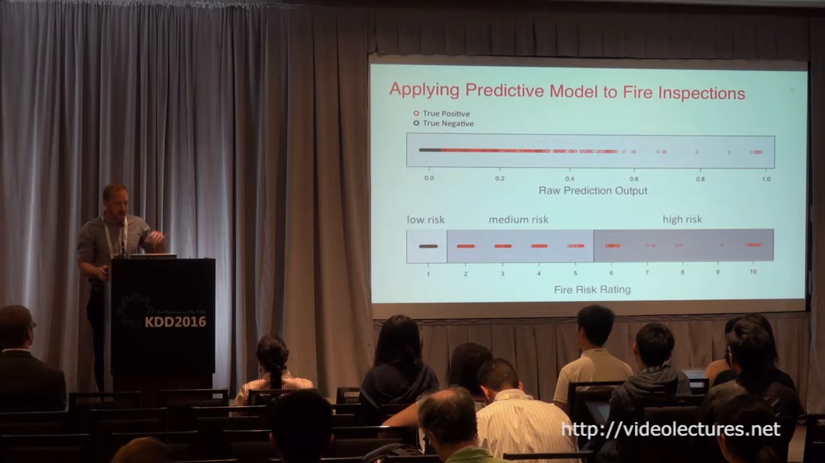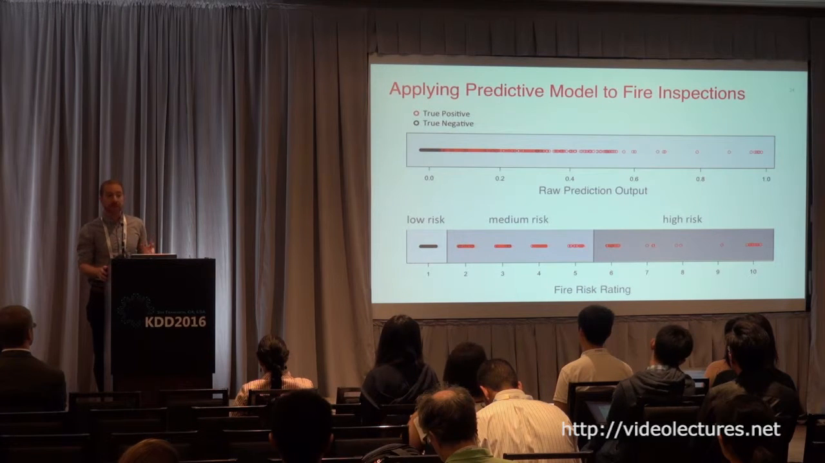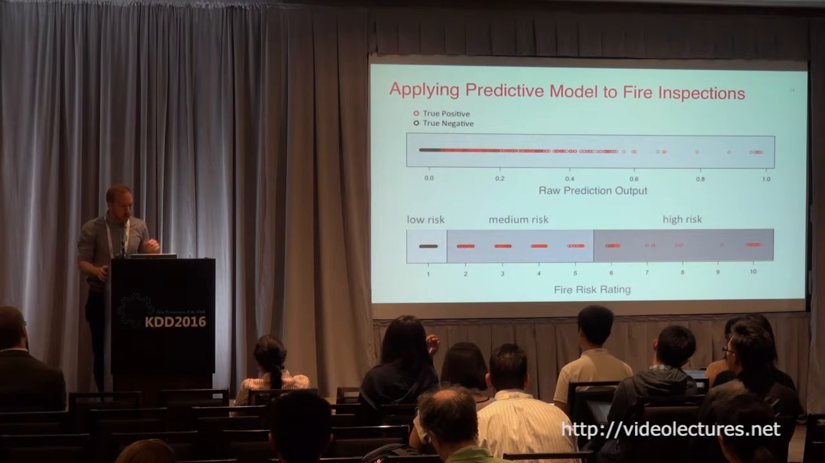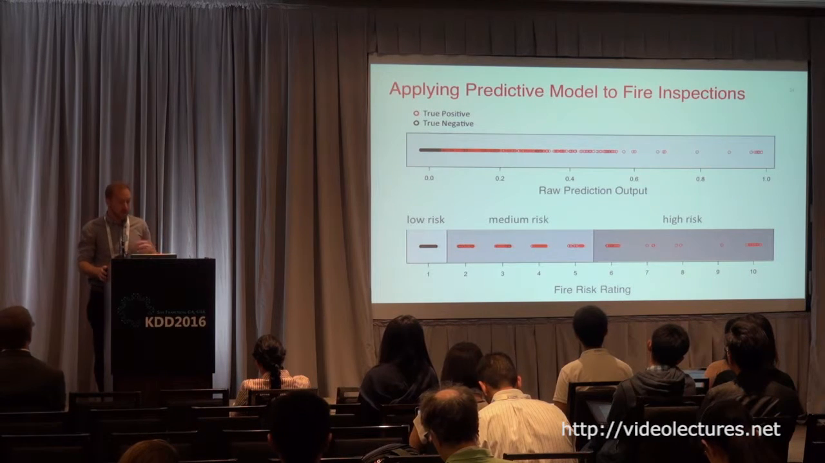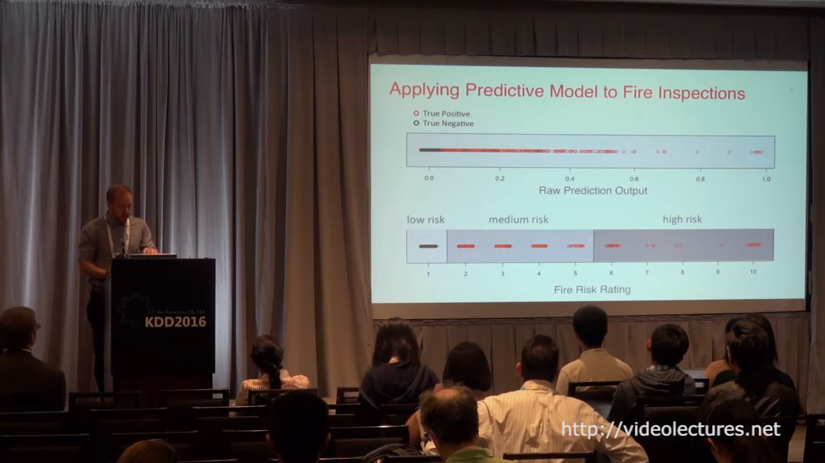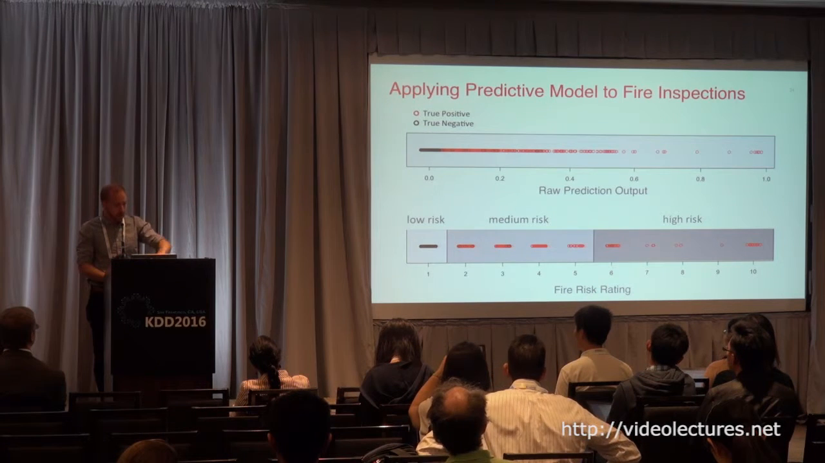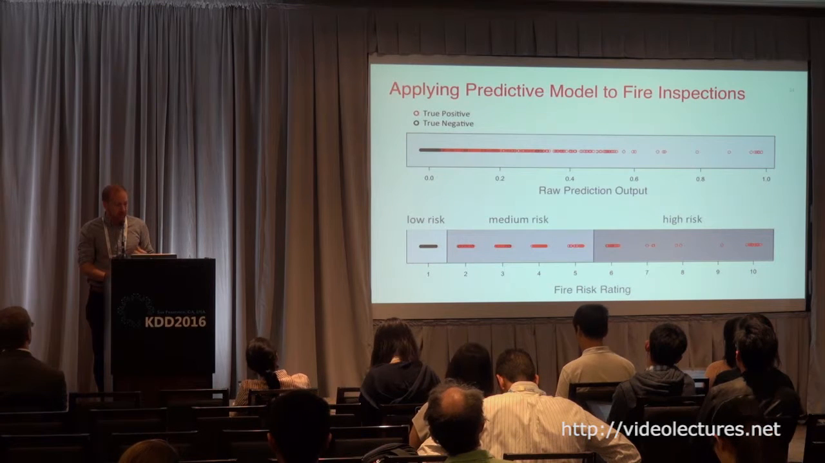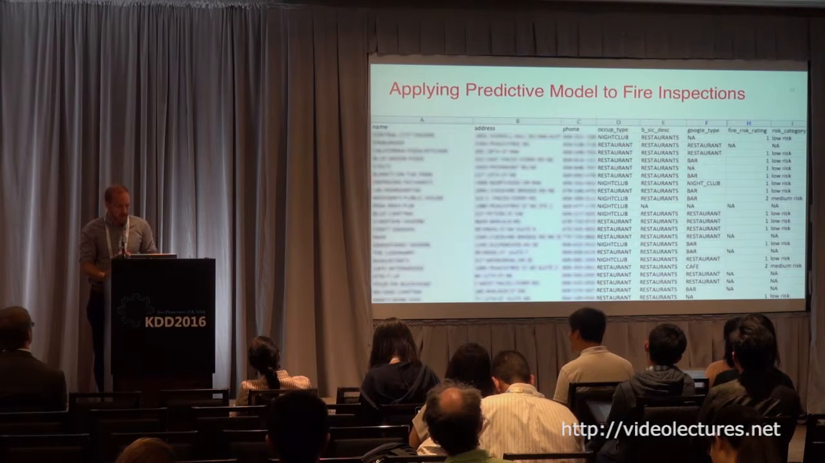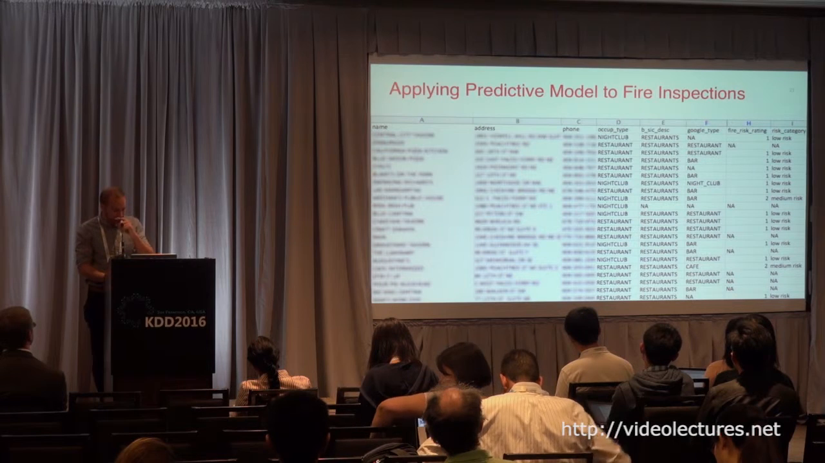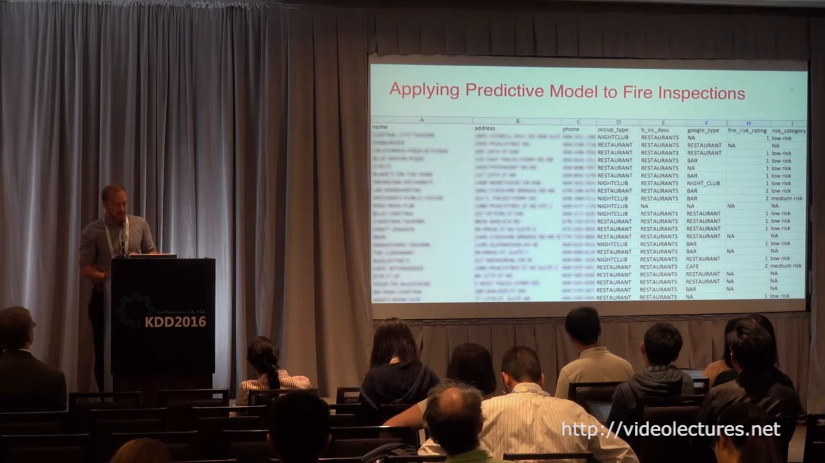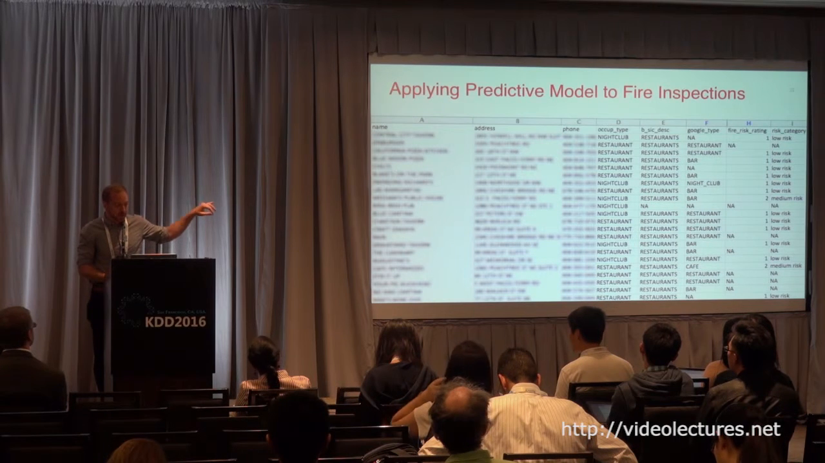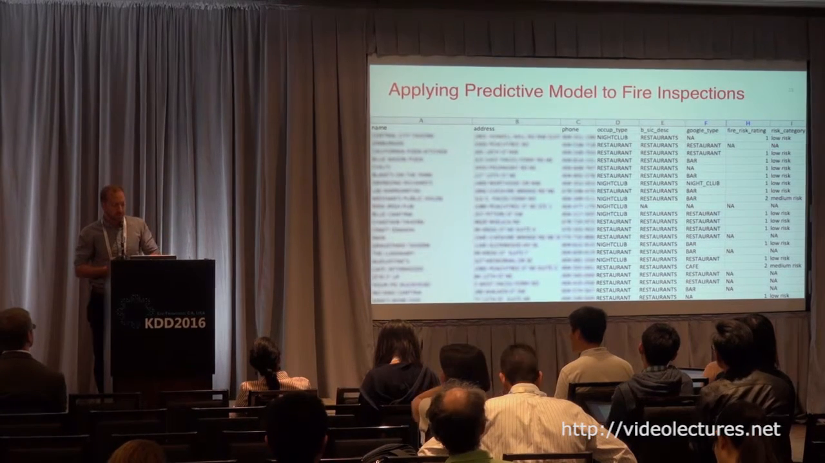Here, the red are the true positives, or the buildings that actually did catch on fire in our model, and the black are the true negatives. So we then assigned those to a risk score from 1 to 10 and a risk rating: low, medium, and high. We then applied that in our data set, which we provided to the fire department, of the actual properties. Their names and addresses are blurred out here for privacy reasons.